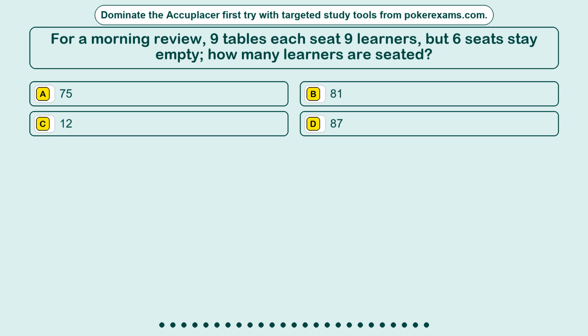Question 1. For a morning review, 9 tables each seat 9 learners, but 6 seats stay empty. How many learners are seated? Option A, 75. Option B, 81. Option C, 12. Option D, 87.